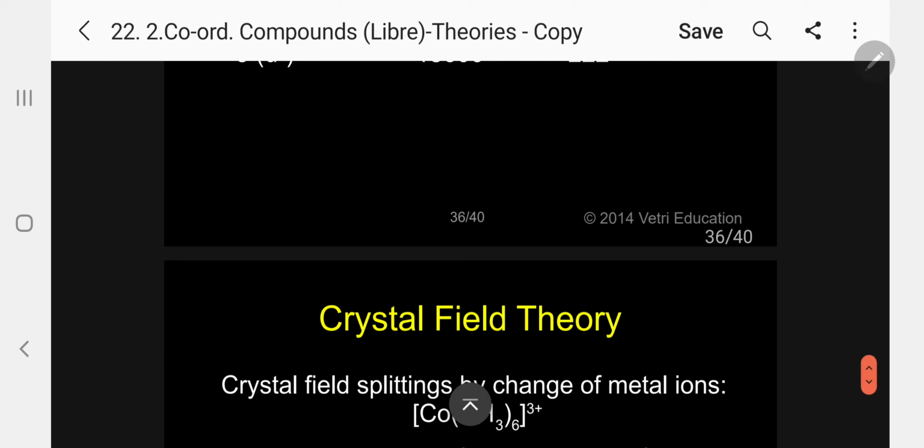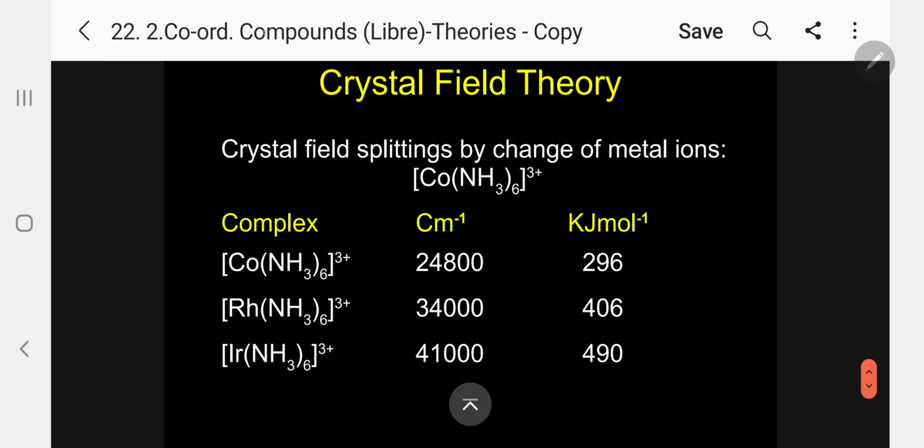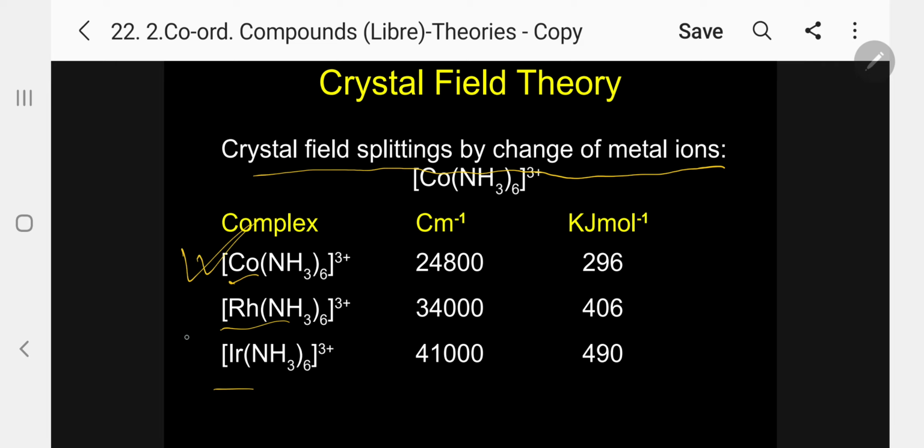Please follow. And the third one, position. Delta 0 depends upon the position of the metal ion. The crystal field splitting changes with change of metal ion. So here we come to the cobalt family: in that series, the first transition series cobalt, the next rhodium, then iridium. But the ligand I am keeping common: 6 ammonia, 6 ammonia, 6 ammonia. So the only change here is the metal: first transition series, rhodium second transition series, iridium third.